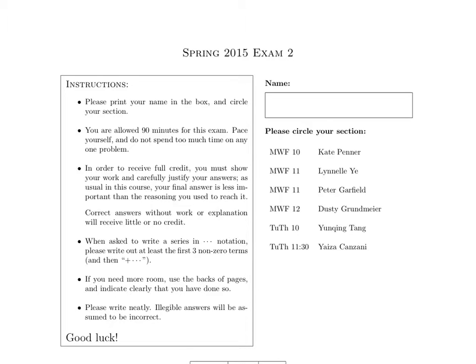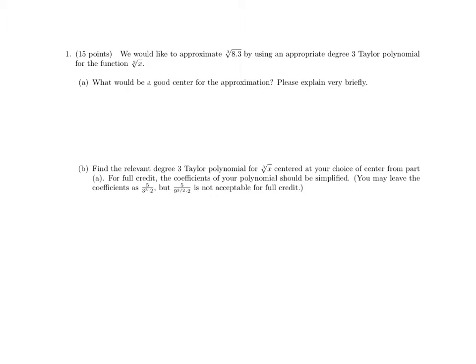Let's get started. We begin with a typical Taylor polynomial problem. We're told that we'd like to approximate the cube root of 8.3 by using an appropriate degree 3 Taylor polynomial for the function cube root of x. And our first question right off the bat is a question that you should ask yourself anytime you're being asked to create a Taylor polynomial. What would be a good center for the approximation and why?